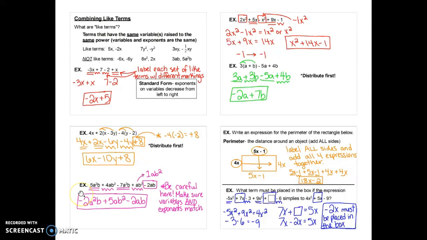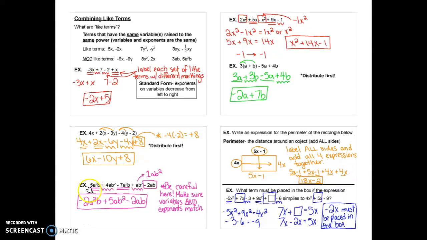All right, one more regular example, and then we will move on to the word problems. So we have 5a squared b plus 4ab squared minus 7a squared b plus ab squared minus 2ab. Now, this has a lot of variables and a lot of exponents. You need to really be careful with these and take your time. We want to make sure that the variables and the exponents match exactly in order for them to be combined.